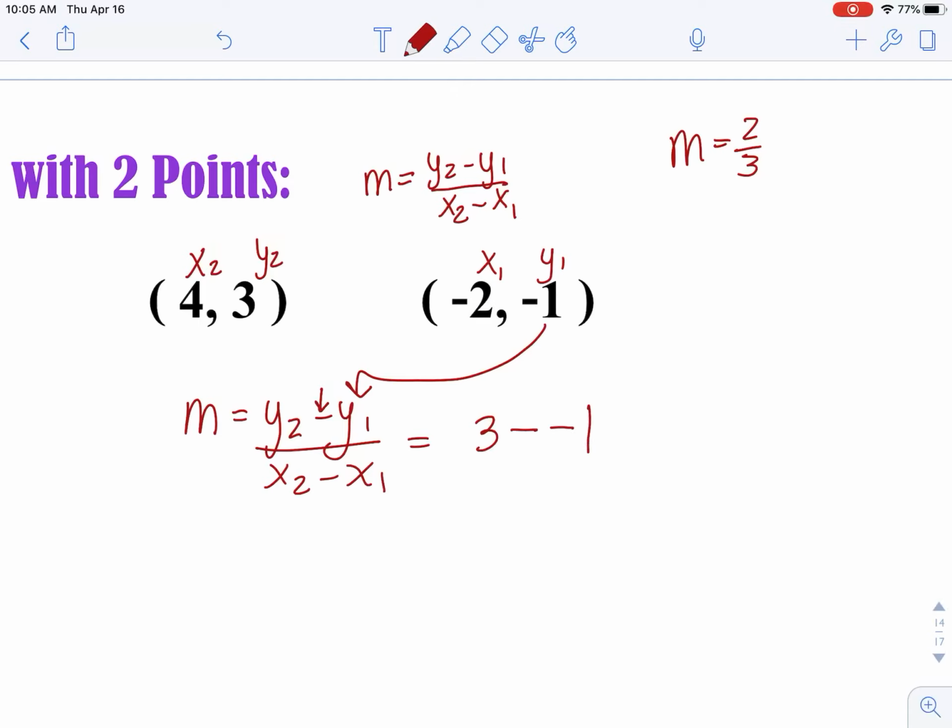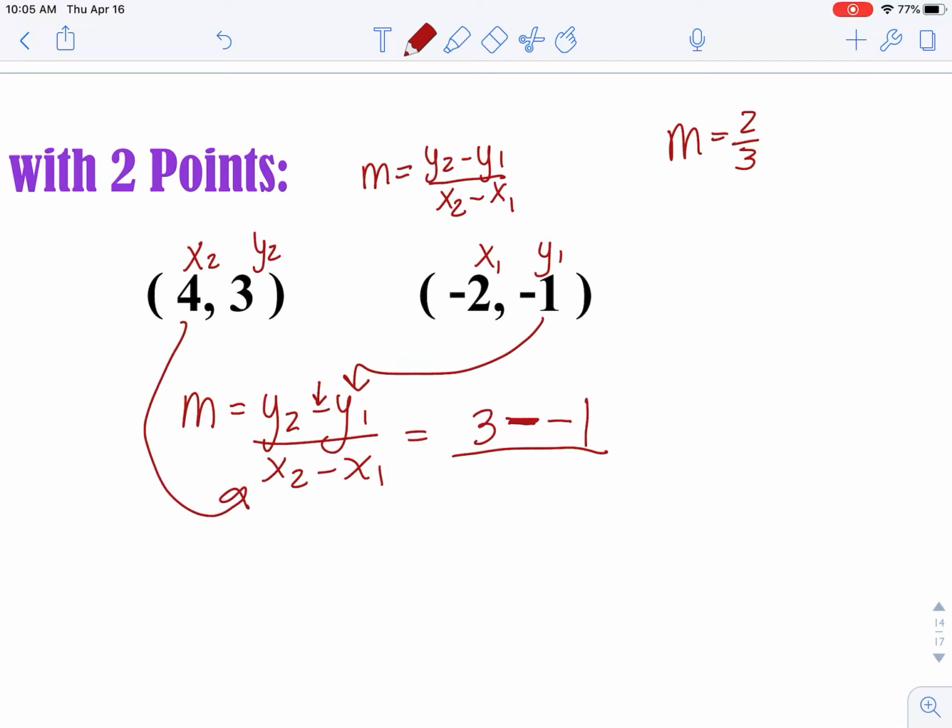That is not the same as that subtraction sign. It is 3 minus whatever my y1 is. So it's 3 minus a -1 over x2, which is 4, minus, that minus gets brought over, okay, and x1. x1 is a -2, so I plug in -2. Ladies and gentlemen, this is not 3 minus 1, 4 minus 2. This is 3 minus a -1 and 4 minus a -2.